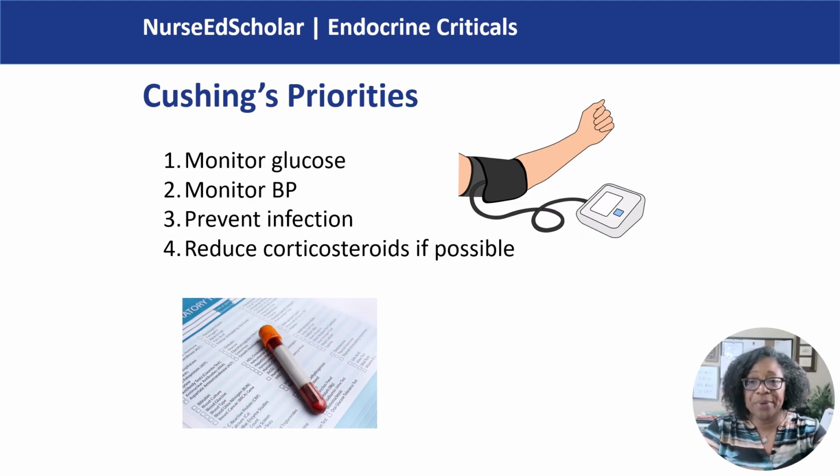So you're going to monitor the blood pressure, prevent infection, because that high cortisol level puts the patient at infection risk, and reduce corticosteroids if possible. So look for the doctor trying to figure out a way to taper down the corticosteroids. Just look for orders for that. Also, monitor intake and output. And you're going to also have to monitor weight because these individuals will have that fluid retention. And so you want to make sure you monitor their I's and O's. And remember, with Cushing syndrome, these patients have too much cortisol.